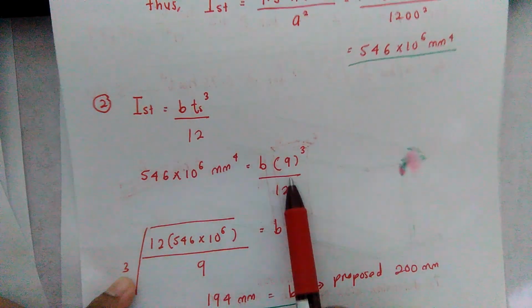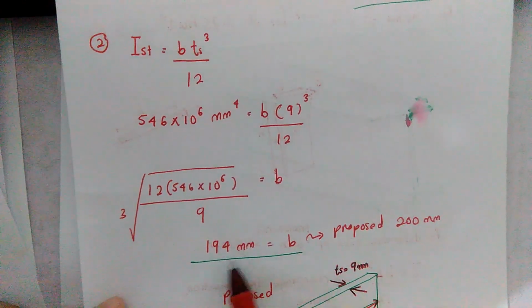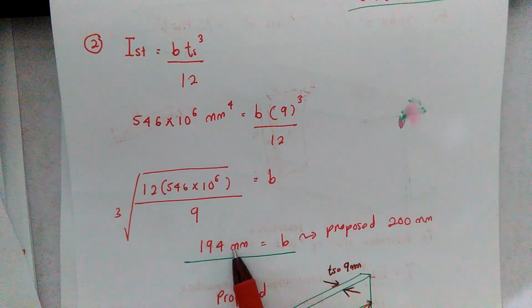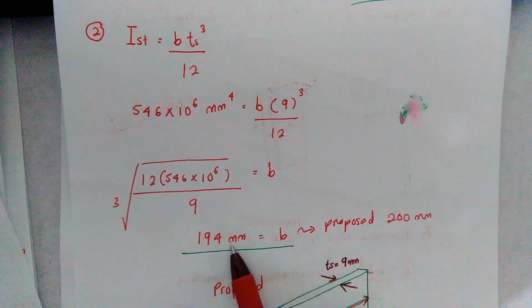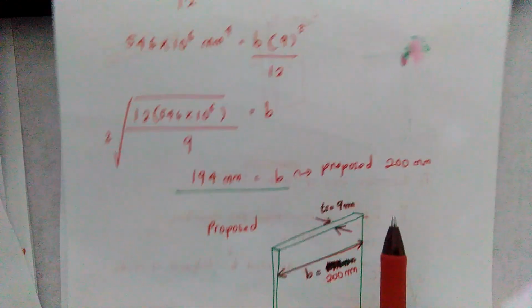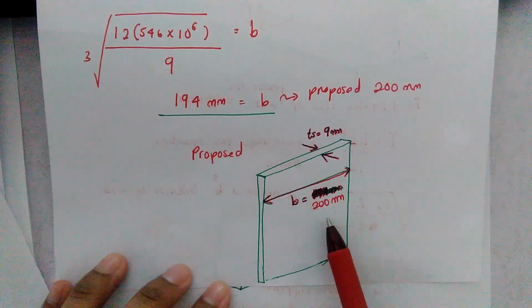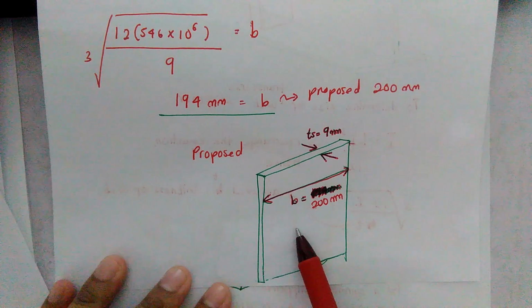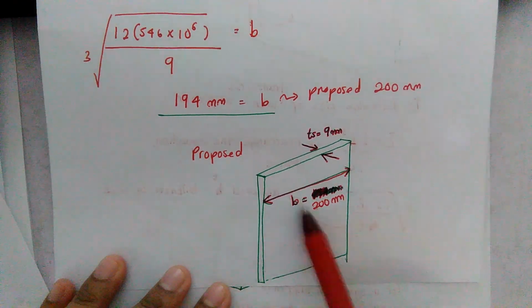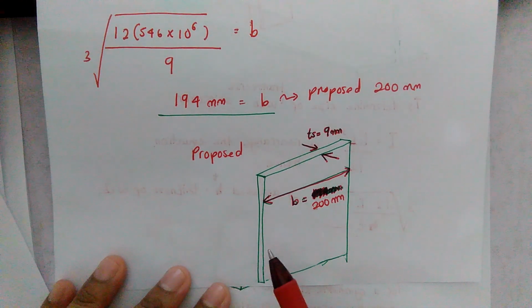T is equivalent to your thickness of web, so rearranging, you get B equivalent to 194 mm. In this example, we propose B, the width of the stiffener, as 200 mm. So basically, the stiffener size that we propose at B has a design thickness of 9 mm and a width of 200 mm.